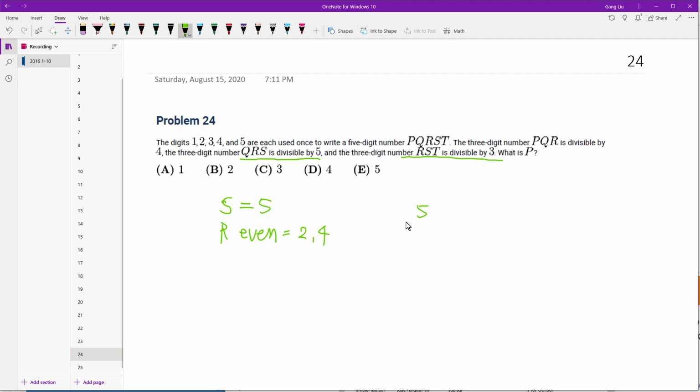So let's say that R equals 2, and it's divisible by 3, so the next one has to add, this is 7 add 2, and that's not allowed because it's 5 digits, and we add 5 is also not allowed. So those do not work, so R has to be 4. So 5 4, then for RST, T has to be 3.